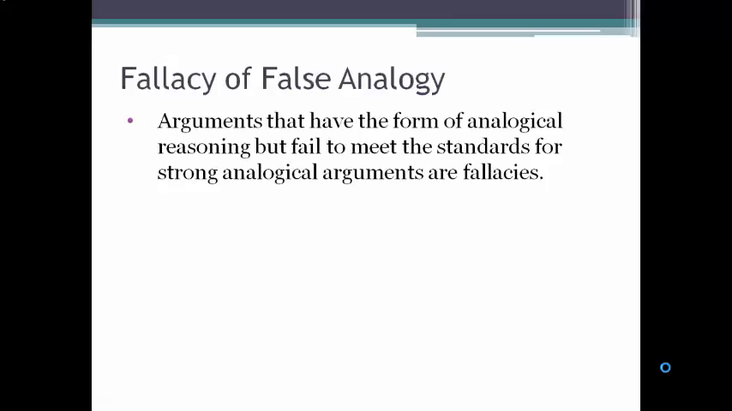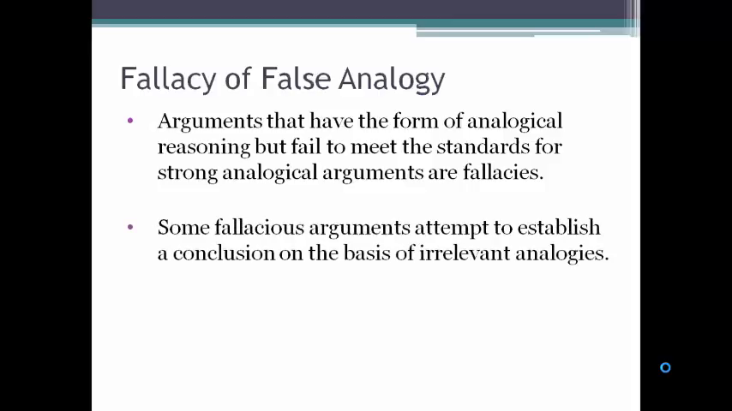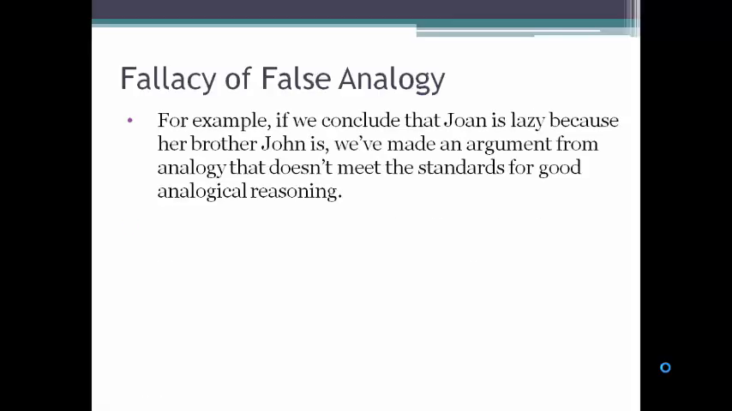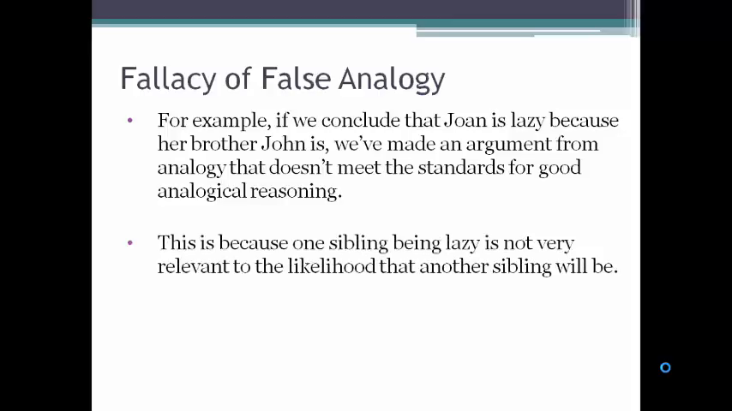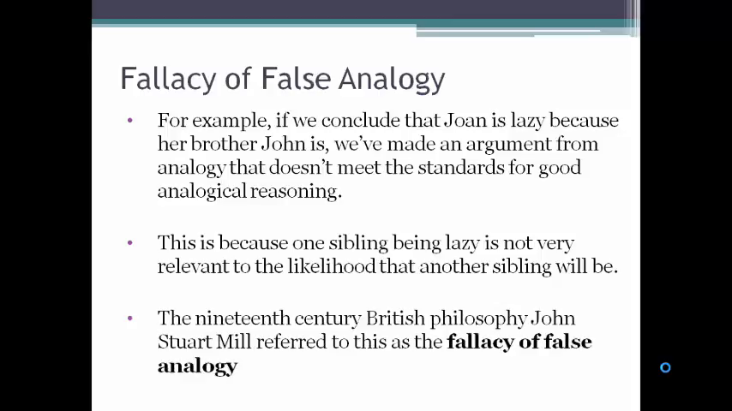Arguments that have the form of analogical reasoning but fail to meet the standards for strong analogical arguments are fallacies. Some fallacious arguments attempt to establish a conclusion on the basis of irrelevant analogies. So, for example, if we conclude that Joan is lazy because her brother John is, we've made an argument from analogy that doesn't meet the standards for good analogical reasoning. This is because one sibling being lazy is not very relevant to the likelihood that another sibling will be. It's really common in families to have lazy siblings and hard-working siblings. The correlation's just not there.